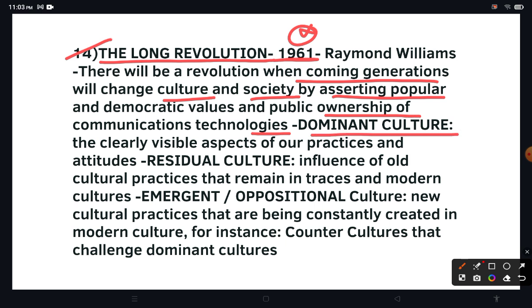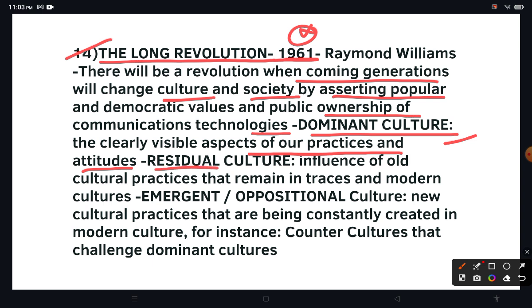First is dominant culture. What is dominant culture? Dominant culture is the clearly visible aspects of our practices and attitudes. Dominant culture means the trends, the elite trends. Like now you are wearing this dress, you are the elite, the rich people, the aristocrat. So you are the dominant culture. You are the politician. You set your culture. So this is called dominant culture: the clearly visible aspects of our practices. The celebrity, what they wear. So these are the dominant culture.